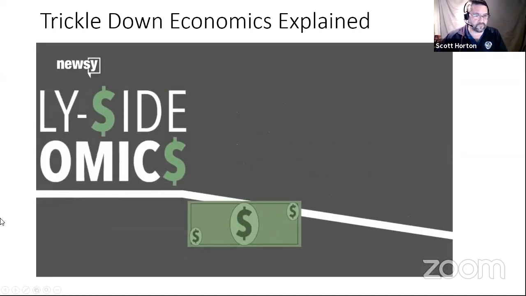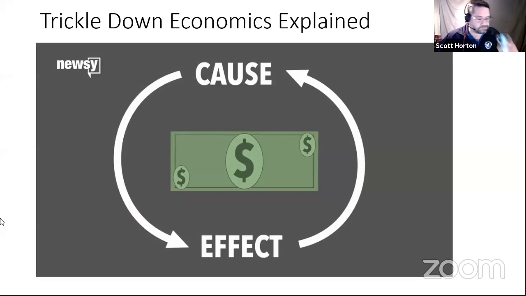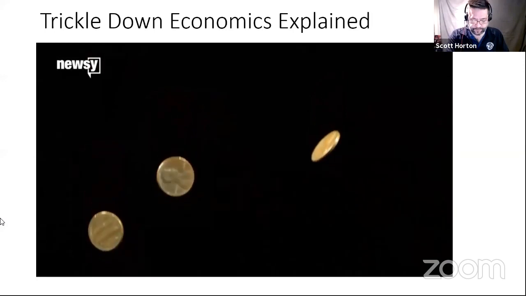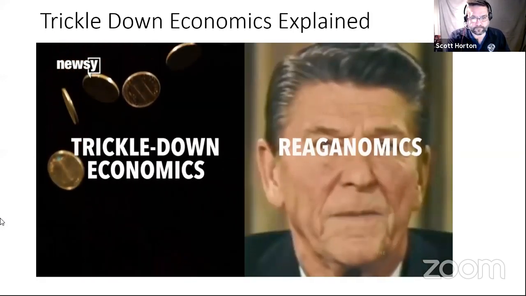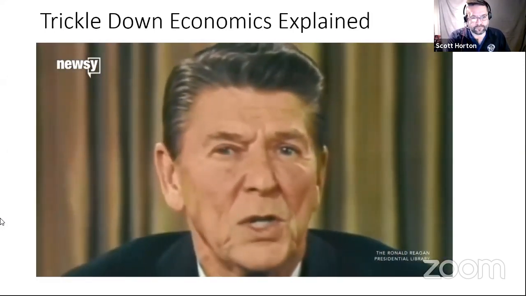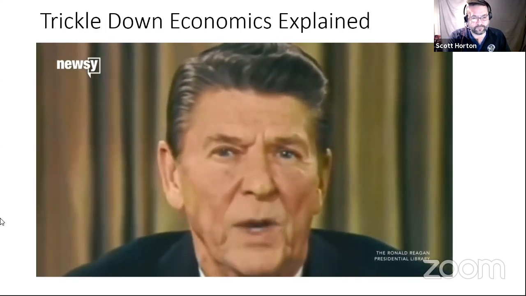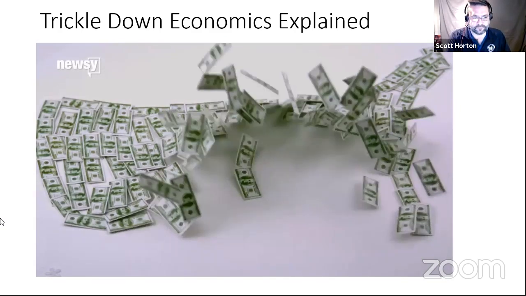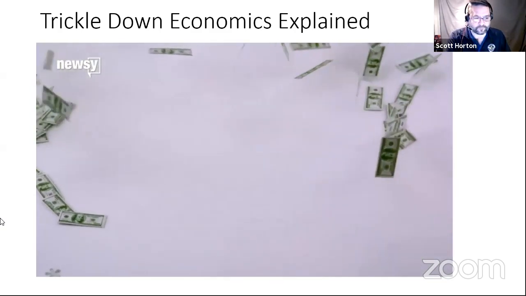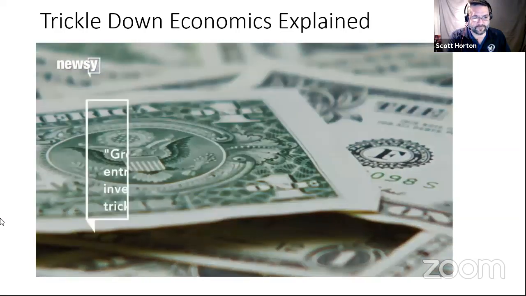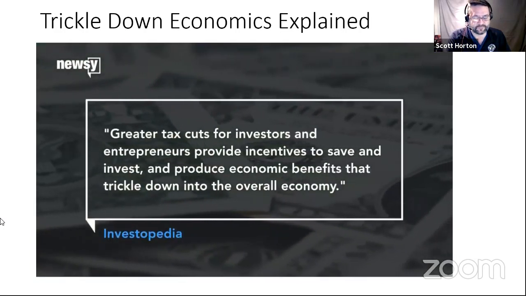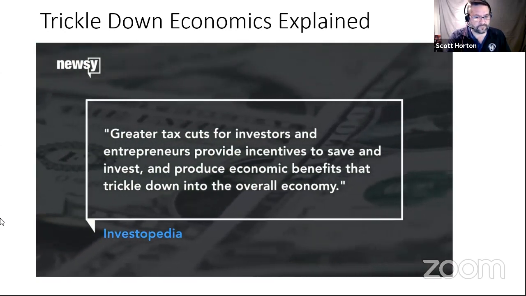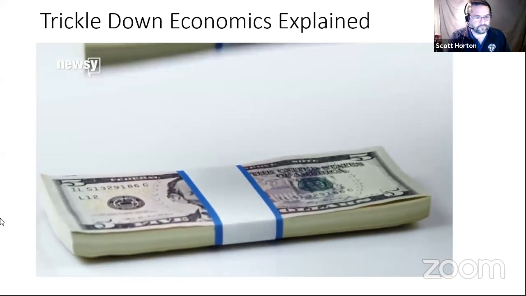Supply-side economics is pretty straightforward if you follow its theoretical steps of cause and effect. The macroeconomic theory's gone by many names over the years. Trickle-down economics, Reaganomics. I shall ask for a 10% reduction across the board in personal income tax rates for each of the next 3 years. It's never worked out exactly as planned before, but here's the generic definition of supply-side economics from Investopedia. Greater tax cuts for investors and entrepreneurs provide incentives to save and invest and produce economic benefits that trickle down into the overall economy. We can boil all that down into 5 steps.